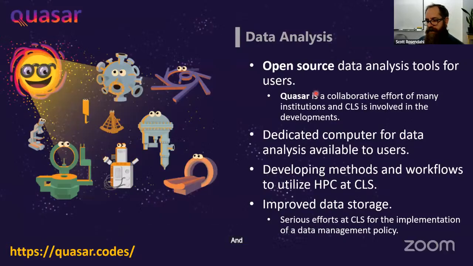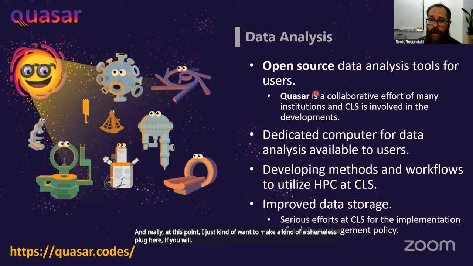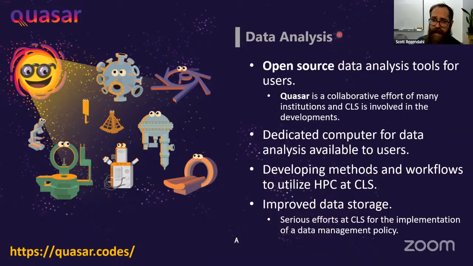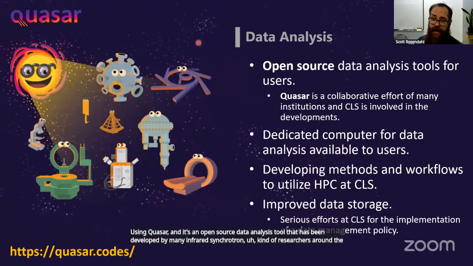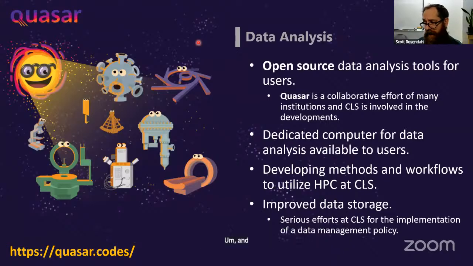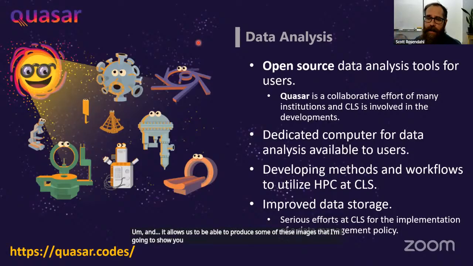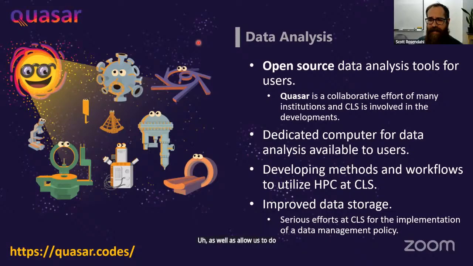And really, at this point, I just want to make a shameless plug here, if you will. A data analysis package that we use to do all of our processing of our data here at Canadian Light Source in the infrared is Quasar. And it's an open source data analysis tool that has been developed by many infrared synchrotron researchers around the world. And it allows us to produce some of these images that I'm going to show you coming up, as well as allows us to do the kind of analysis that we need to do.